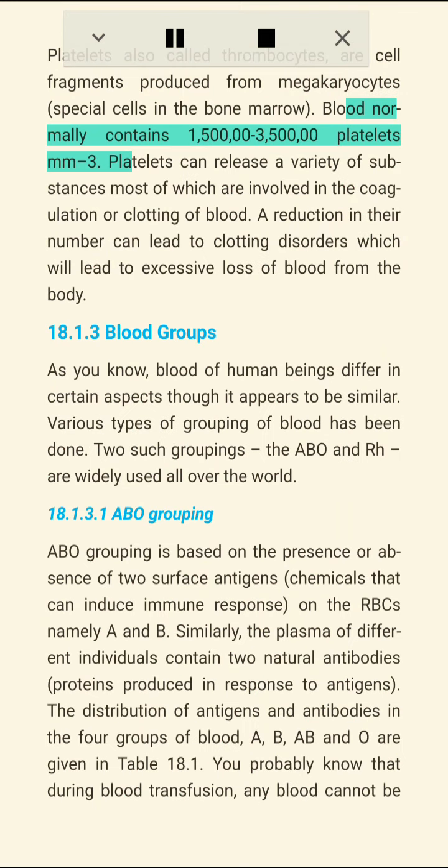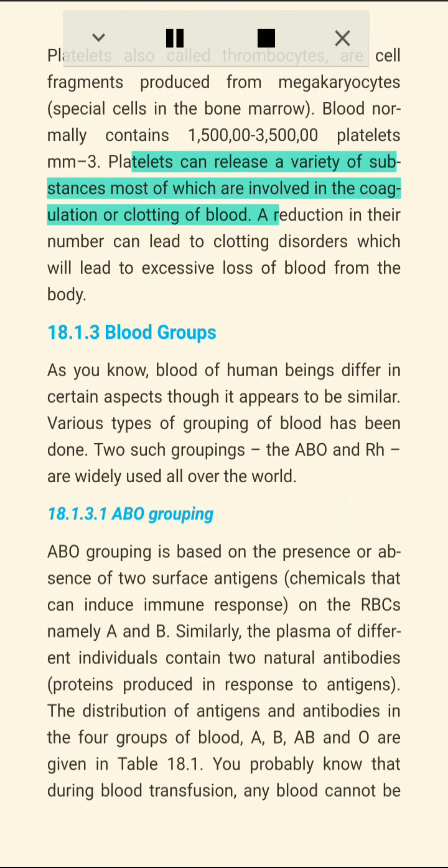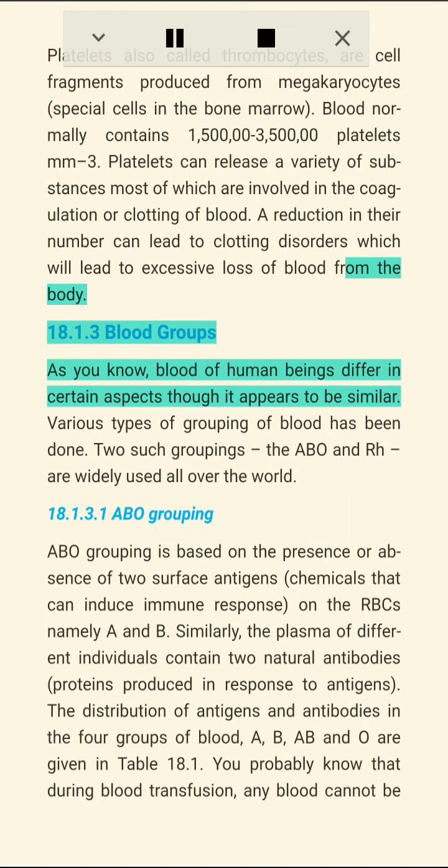Platelets, also called thrombocytes, are cell fragments produced from megakaryocytes, special cells in the bone marrow. Blood normally contains 1,500,00-3,500,00 platelets per mm3. Platelets can release a variety of substances, most of which are involved in the coagulation or clotting of blood. A reduction in their number can lead to clotting disorders, which will lead to excessive loss of blood from the body.